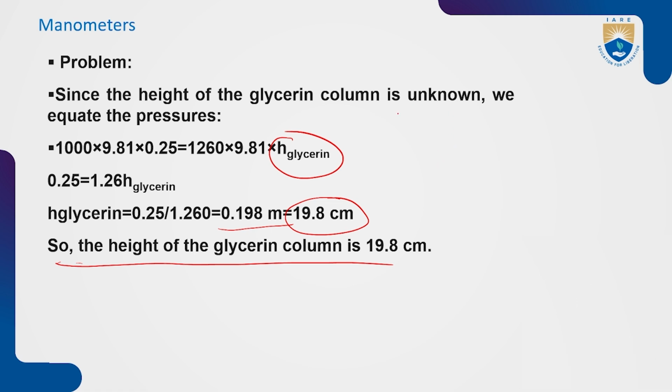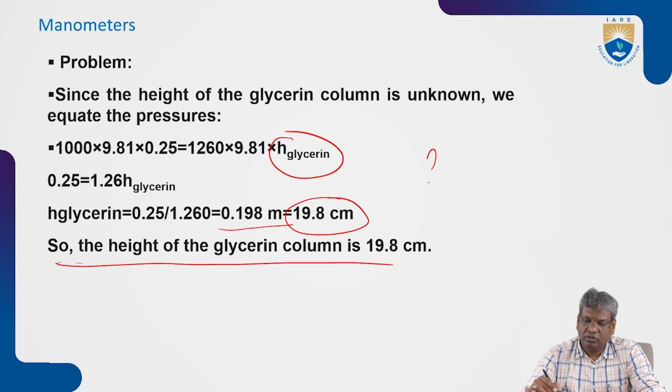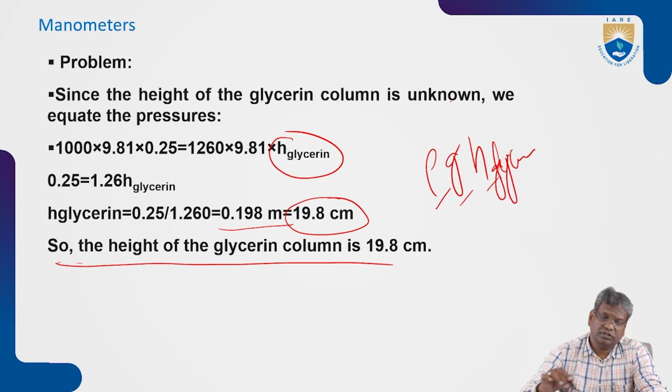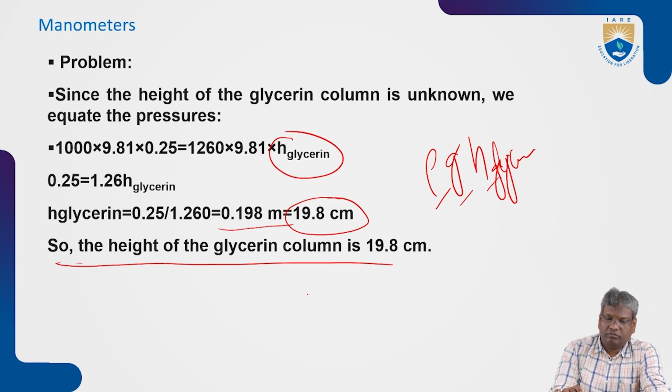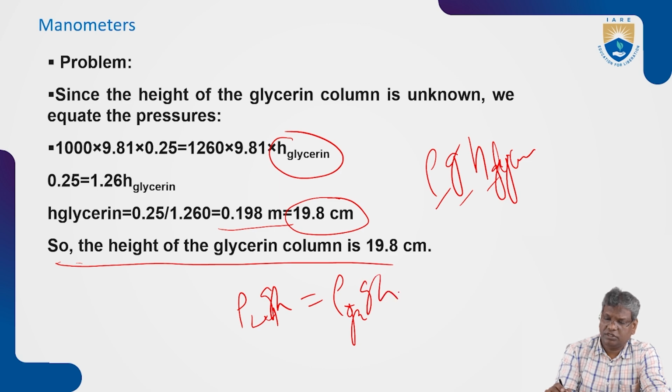Since the height of the glycerin column is the unknown thing, the height of the water column is known. So in rho g h, rho is the density of the glycerin, g is acceleration due to gravity, h is h of glycerin, which we don't know. Under equilibrium conditions, rho g h of water is equal to rho of glycerin and g into h of glycerin. So that is why we equate both.